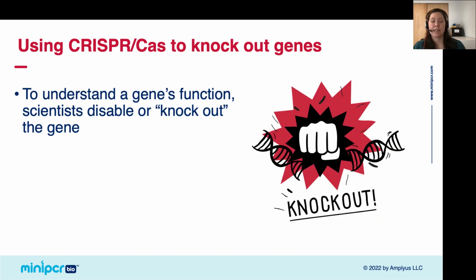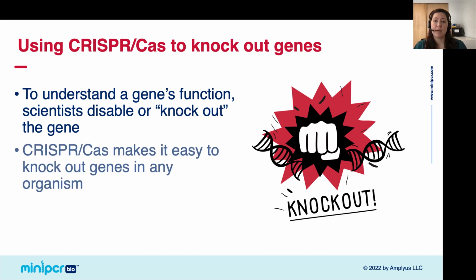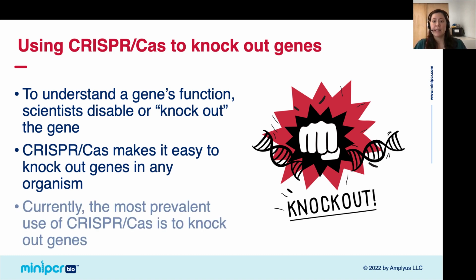That's because there are still many, many genes whose function remains unknown. A common method to understand the function of a gene is to disable it and then observe the effect. Scientists call this knocking out a gene. CRISPR-Cas genome editing made it possible for scientists to easily knock out any gene in any organism. And this is the most prevalent use of the CRISPR-Cas system in scientific research, and it's led to an explosion of important discoveries across all fields of biology.